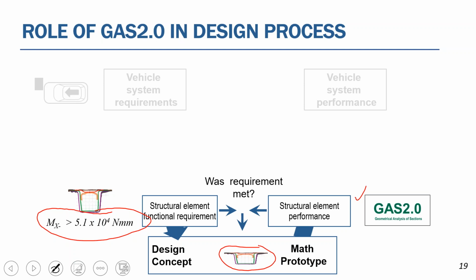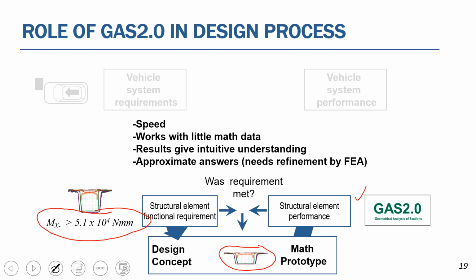And then modifying it is also very quick. So we can make lots of iterations at this very bottom part before we go and start to iterate at the top part of the hierarchy. So the advantages here are speed. It can work with very little math data. We might just have a sketch of a section. That will be fine. We can model that in GAS.